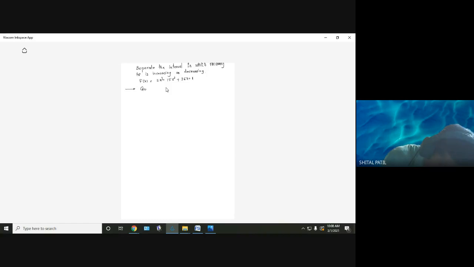Right. Given f of x equal to 2x cube minus 15x square plus 36x plus 1. Okay. Done. F dash of x equal to 6(x square minus 5x plus 6). Take 6 common. Find roots of this equation. 2 and 3. Absolutely.